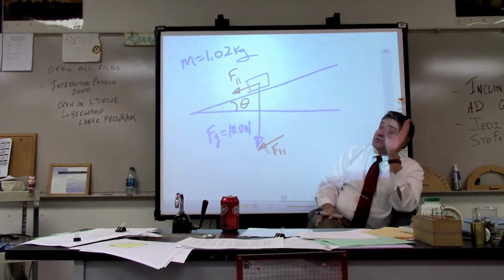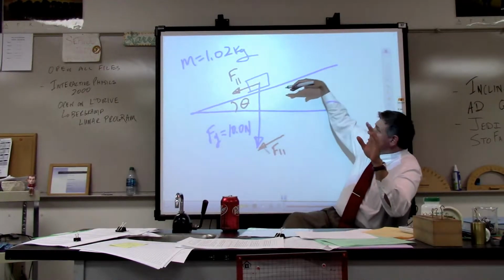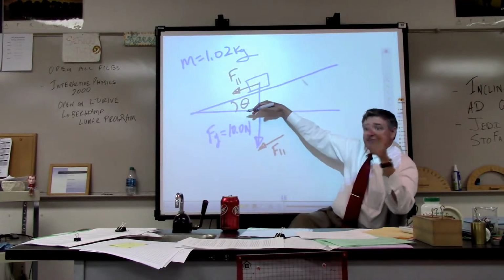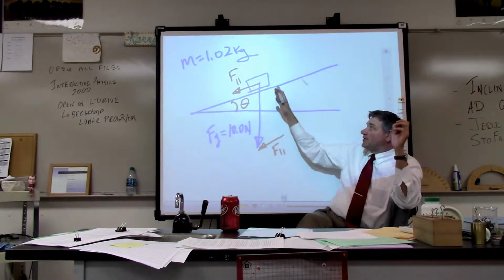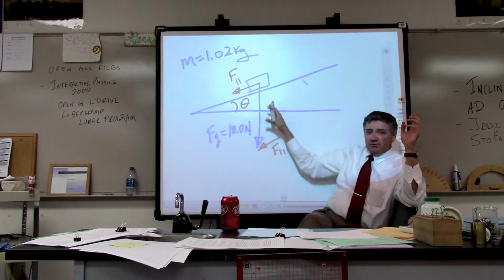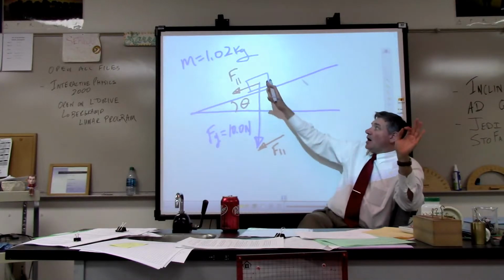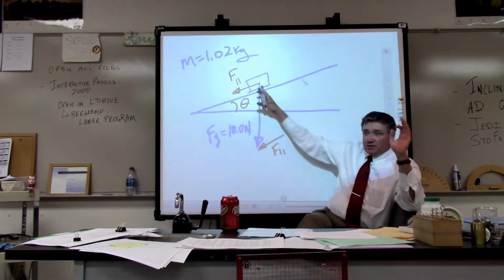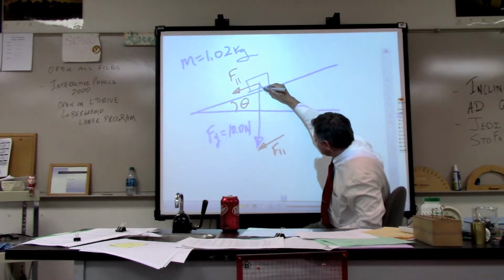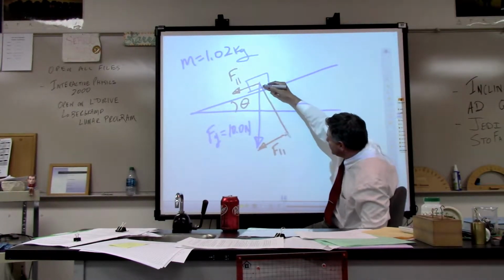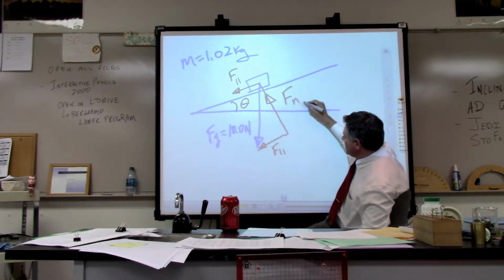Now, this is where the normal force comes into play. The normal force is created by the surface. I still have to have this track providing an upward force to keep gravity from pulling it down. So your normal force always acts at right angles to whatever surface that you're on. So my normal force is acting like this. So this is my Fn.